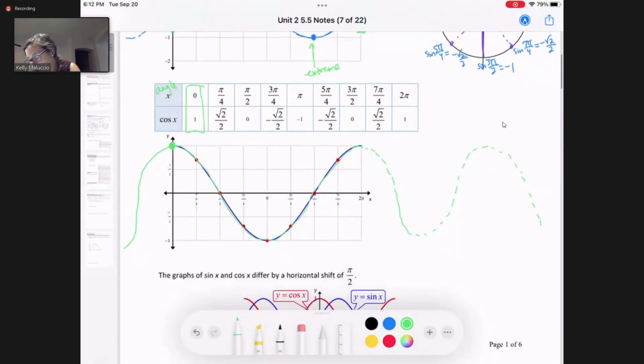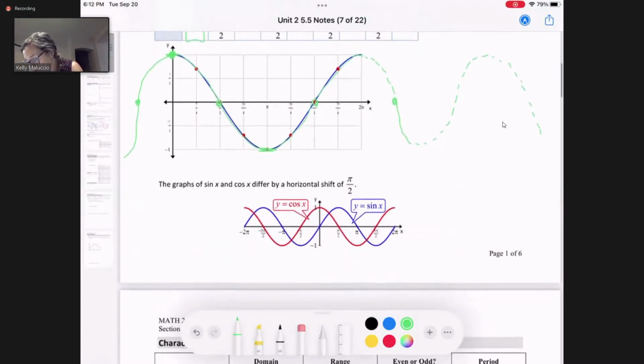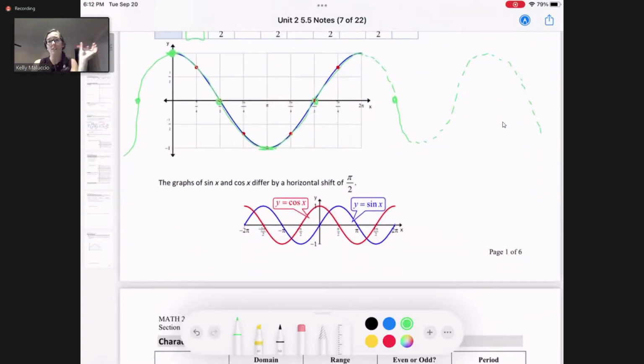And again, we have the same extreme. The highest value is 1, the lowest value is -1, and we have these zeros that keep happening, right? We would keep having zeros at pi over 2, 3 pi over 2, 5 pi over 2. We would just keep going. Now, the graphs of sine and cosine, like I just said, they differ by a horizontal shift. So basically, you can take the graph of sine, shift it one way or the other by pi over 2, and you'll get the graph of cosine, or vice versa, right?